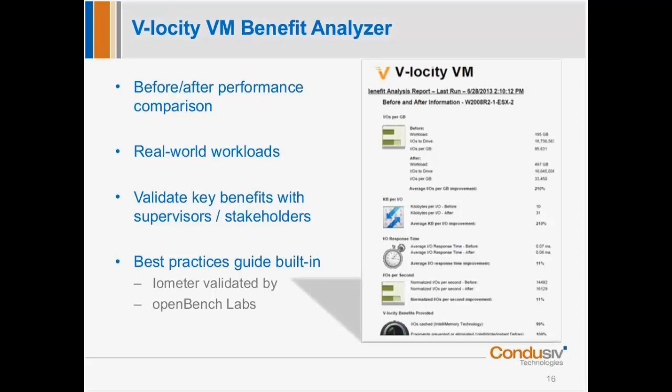So we really piqued a lot of people's curiosity. So yes, this presentation is going to be available to you in a recorded format, and we can make available a PDF format so that you can share it with your colleagues as well. So let's move on. We're going to talk about the benefit analyzer.